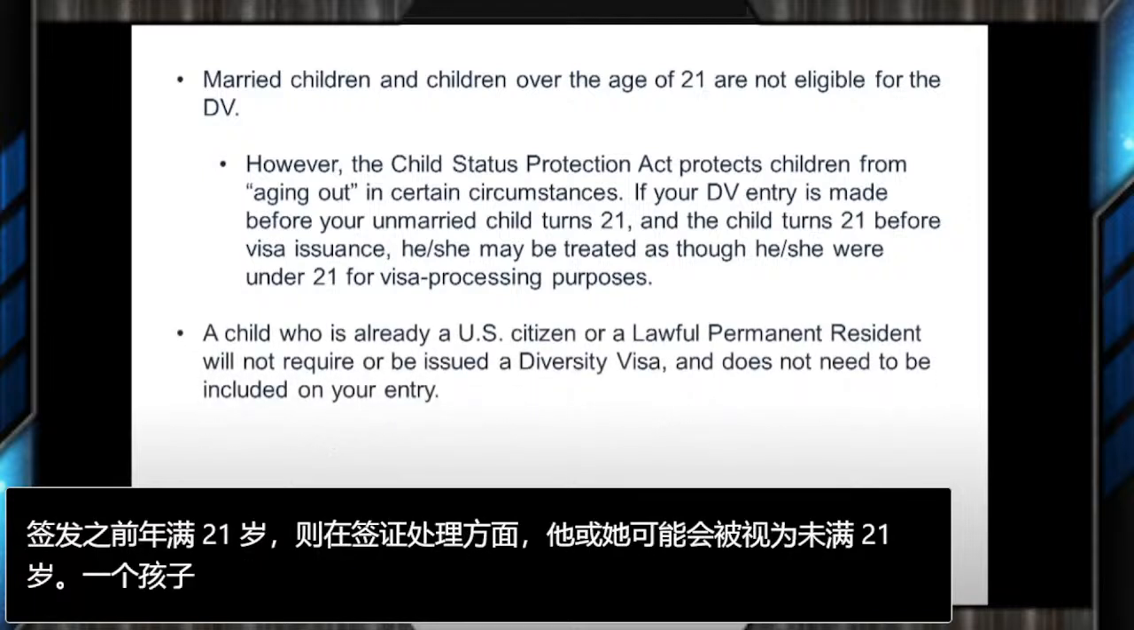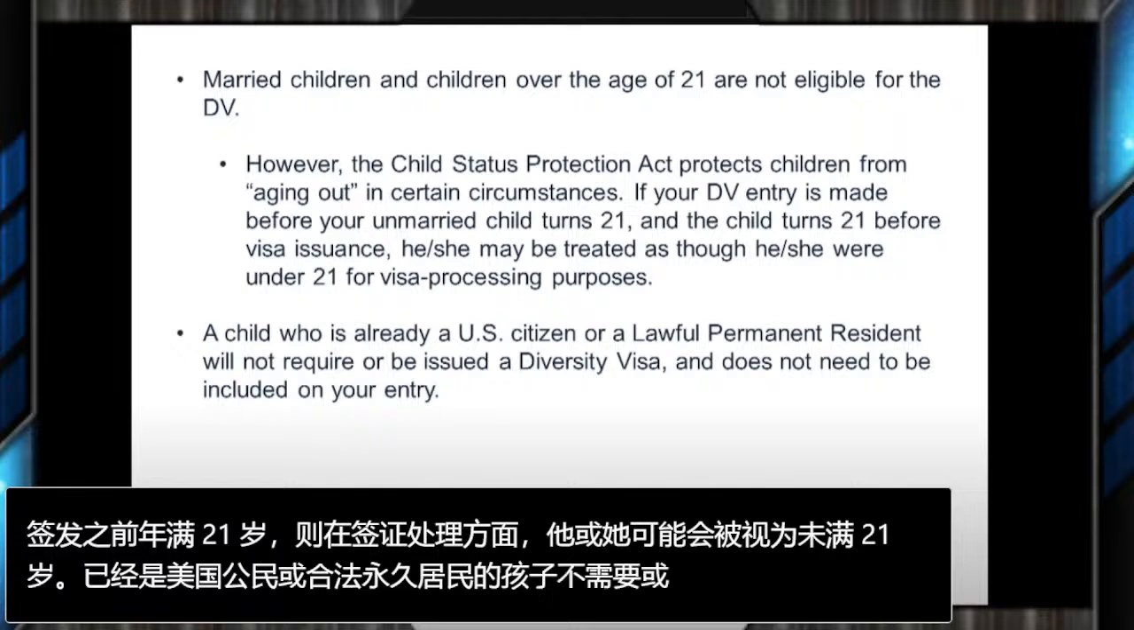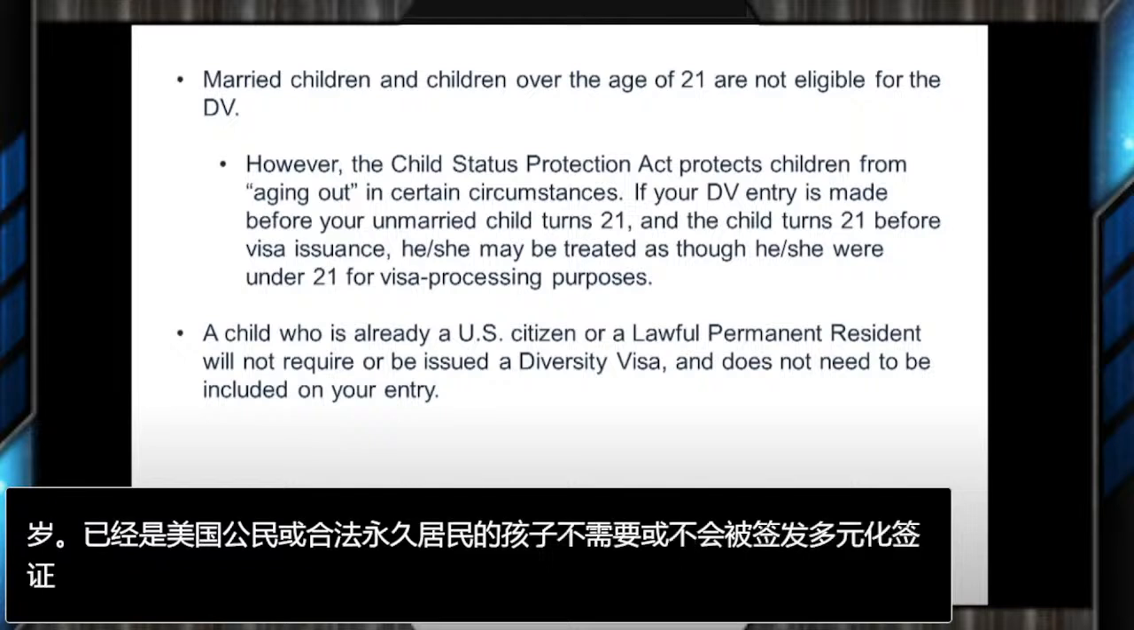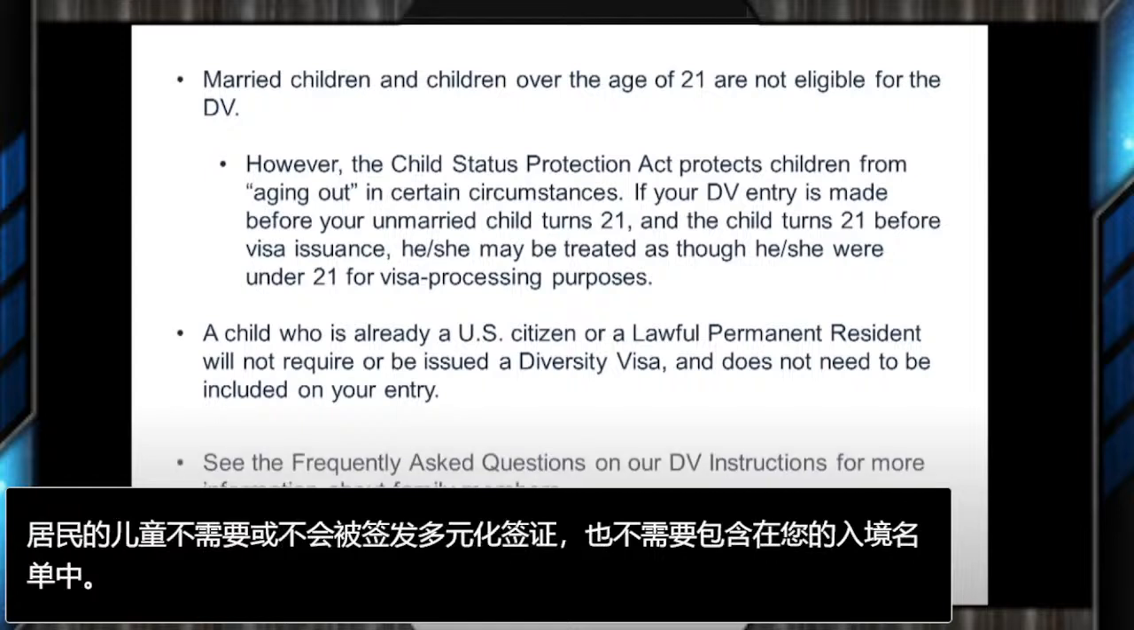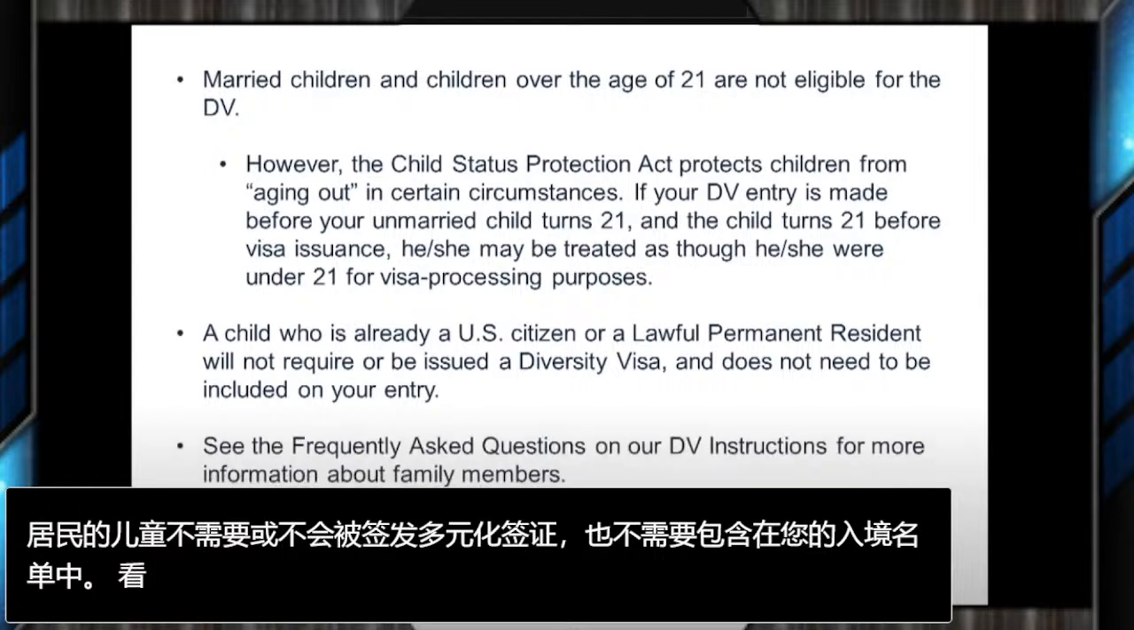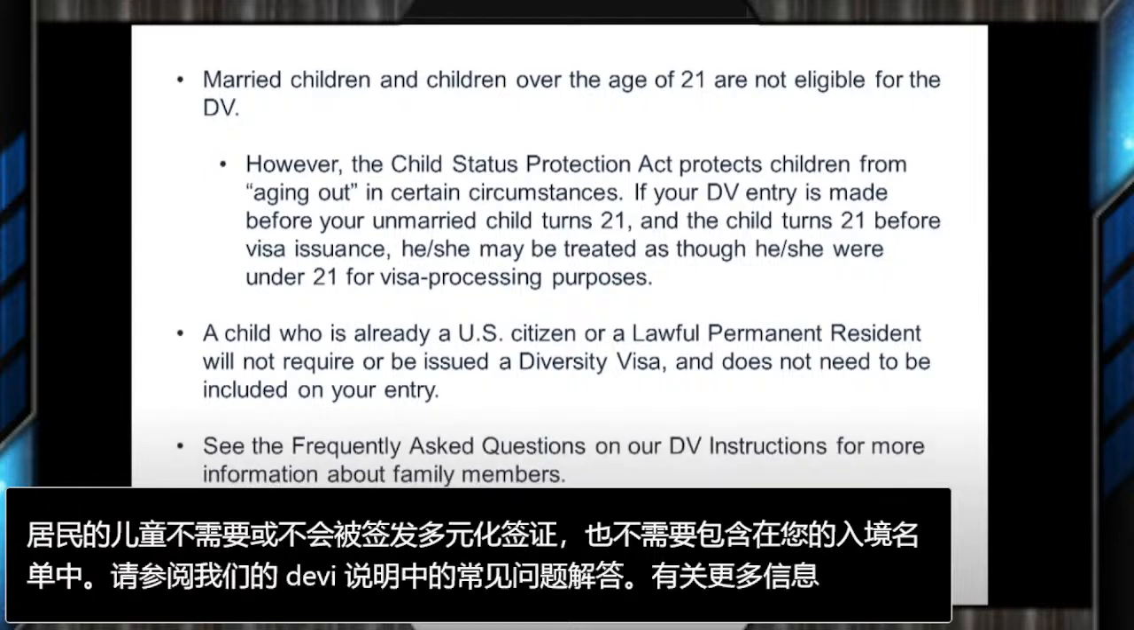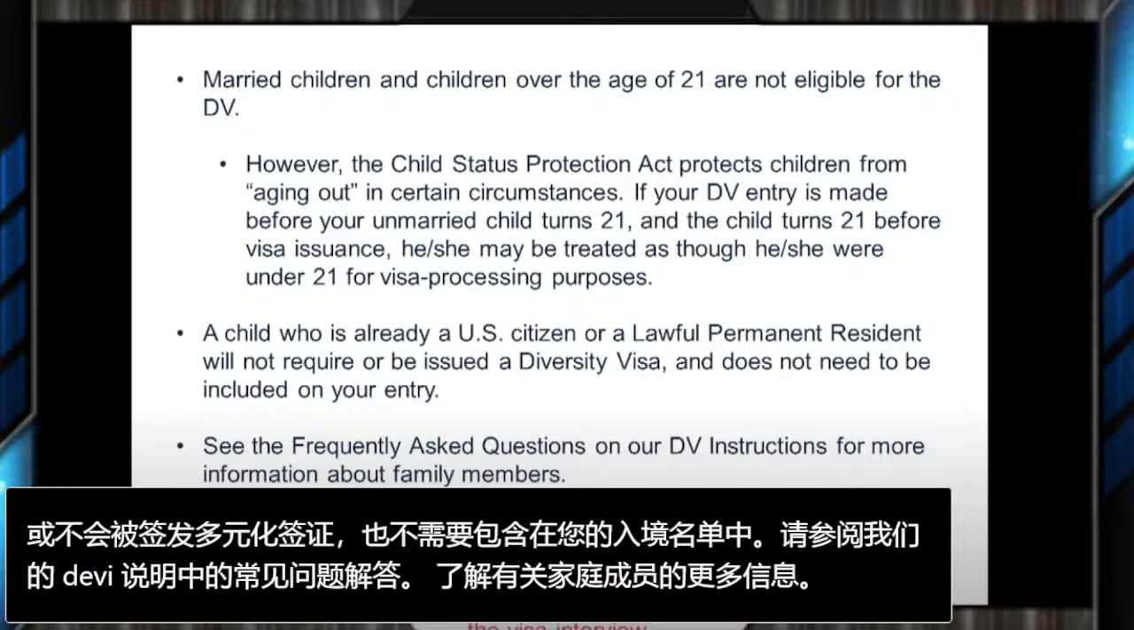A child who is already a U.S. citizen or lawful permanent resident will not require or be issued a diversity visa and does not need to be included on your entry. See the frequently asked questions on our DV instructions for more information about family members. Failure to list all children who are eligible will result in disqualification of the principal applicant and refusal of all visas in the case at the time of the visa interview.